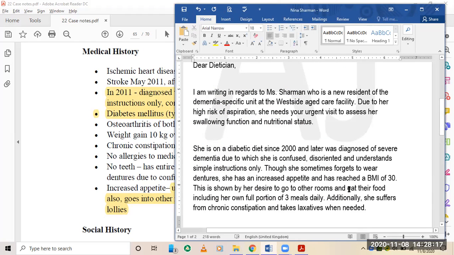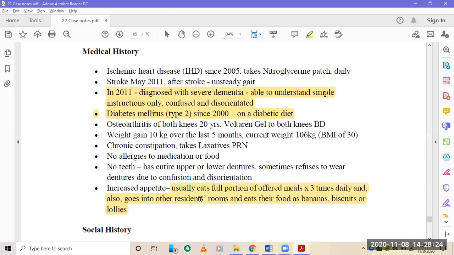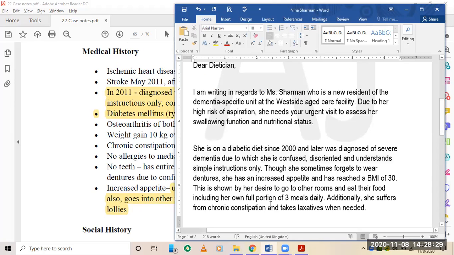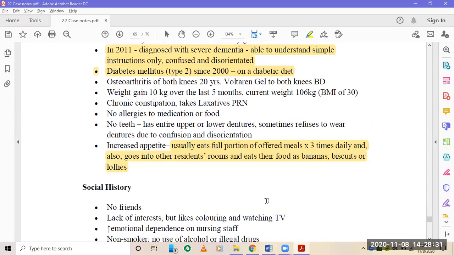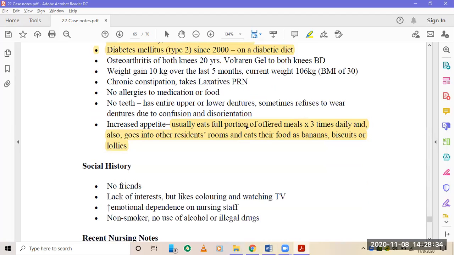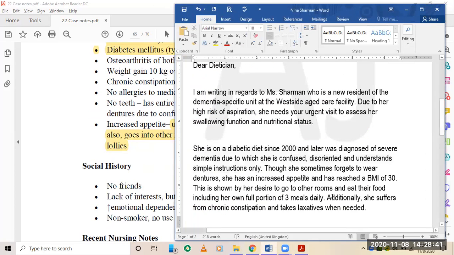So what have I written? Eating their food, including, yes, eat. She goes to the other rooms, eats their food. But not only their food, she eats her full portion of 3 meals daily. This is the food that is offered to her. And then she goes to the other residents. You don't need to write bananas, biscuits, and lollies and those kinds of words, right? Because you need to keep it formal. So just avoid those words there and write eat their food, including, yes, that will be enough.